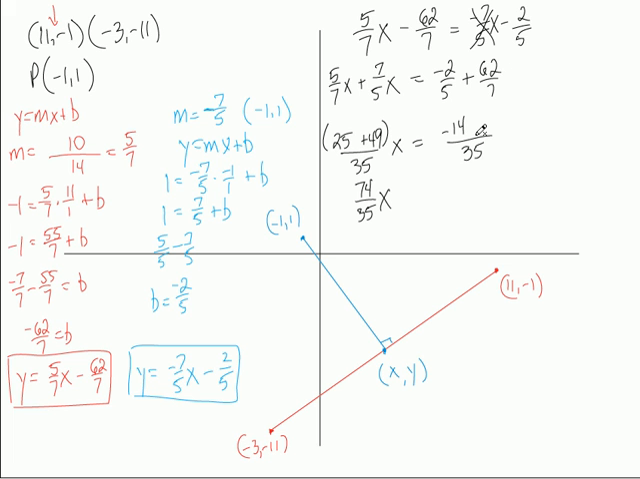What's 62 times 5? I should be able to do that. Times 5, that's a 10, that's a 310, right? Yeah. Okay. 310 minus 14 is what? 296, is that right? Yeah. Okay, 296 over 35. It's pretty ugly, isn't it?